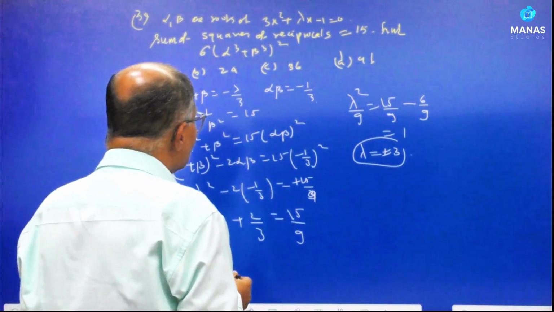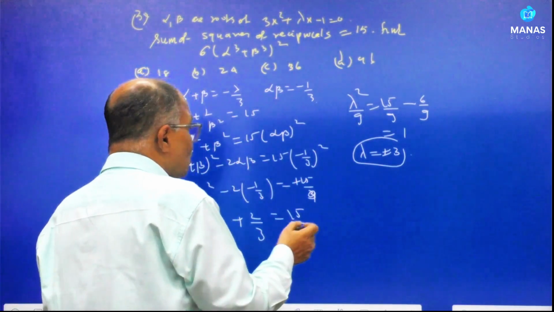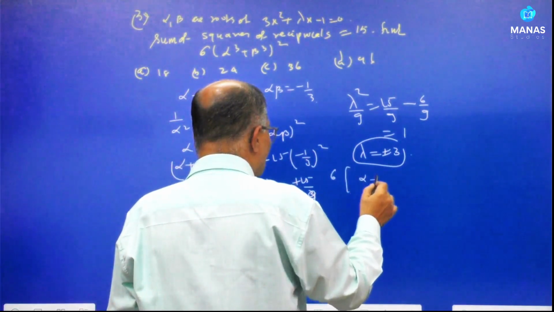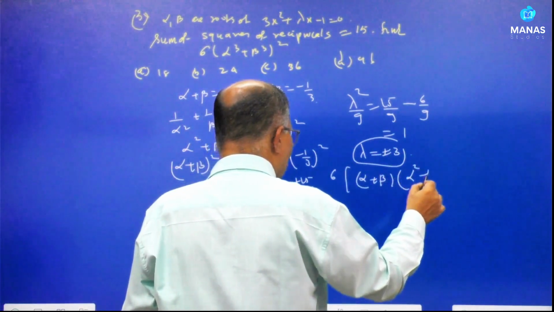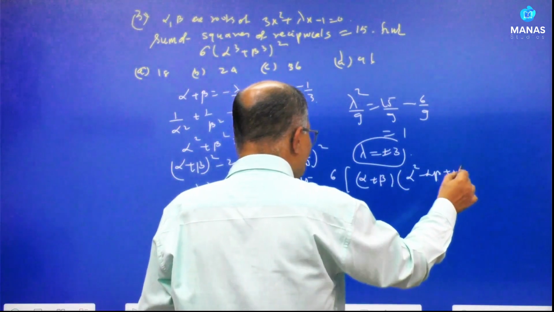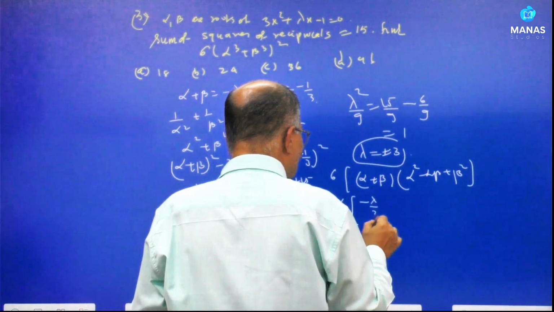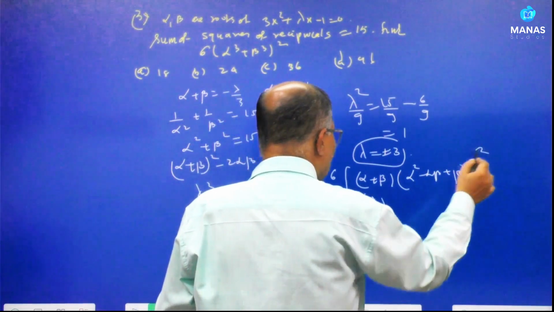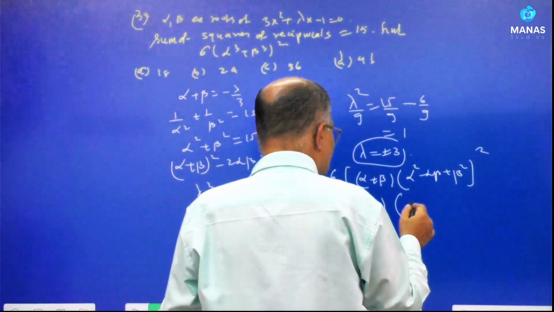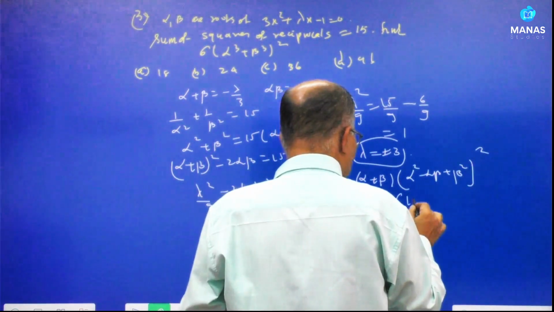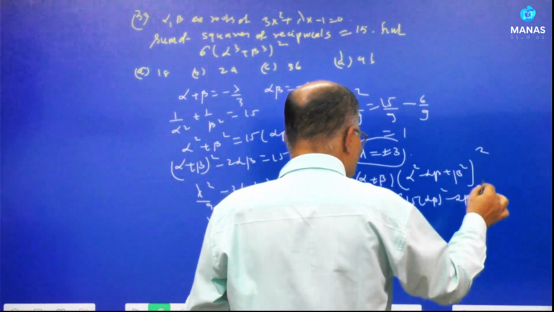Now according to the question, we want 6 times (alpha cube plus beta cube) whole square. That is 6 times (alpha plus beta) multiplied by (alpha square minus alpha beta plus beta square). That is 6 times (alpha plus beta, which is minus lambda by 3) multiplied by (alpha square plus beta square). That is equal to 15 times (alpha beta) whole square minus alpha beta, whole square.